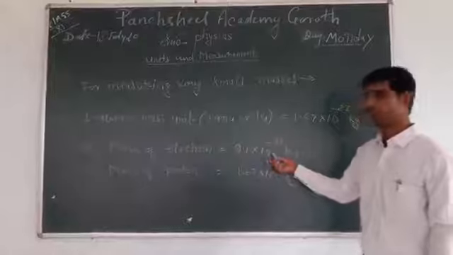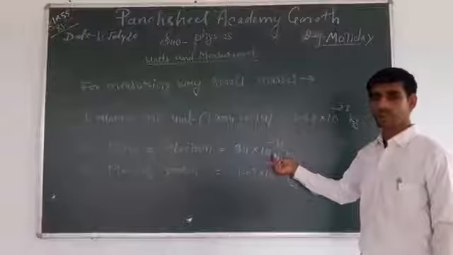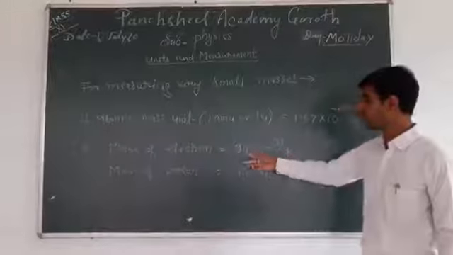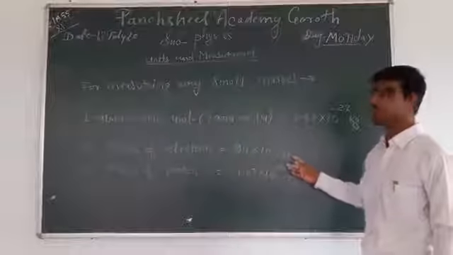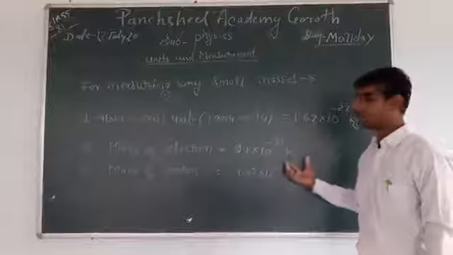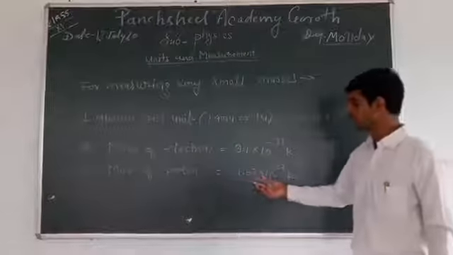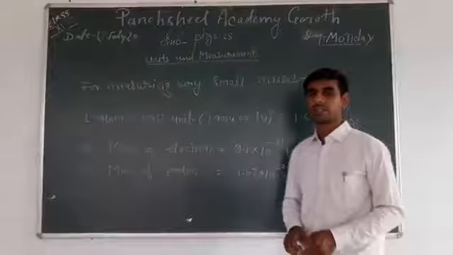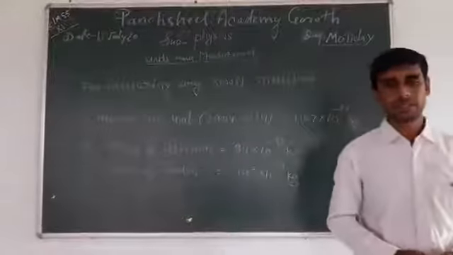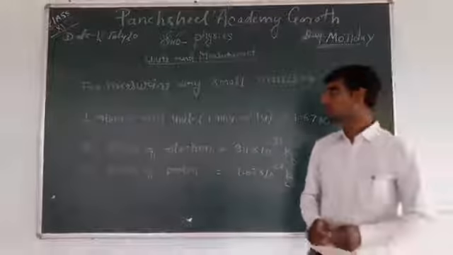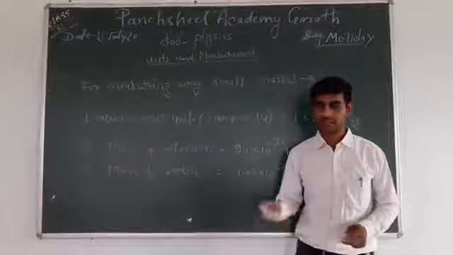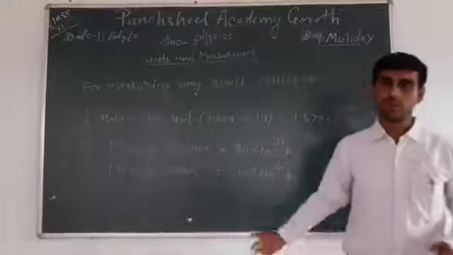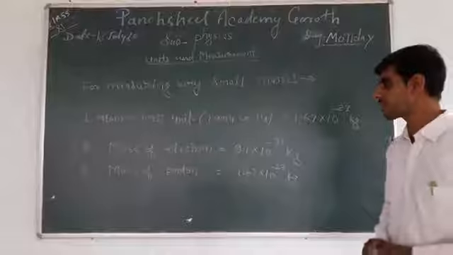So you must know about this value. The mass of the electron equals 9.1 into 10 to the power minus 31 kg, because the electron is a very light particle, and the proton is 1.67 into 10 to the power minus 27 kg. So these are the mass units for very small masses, and previously very high masses. So remember all these things.